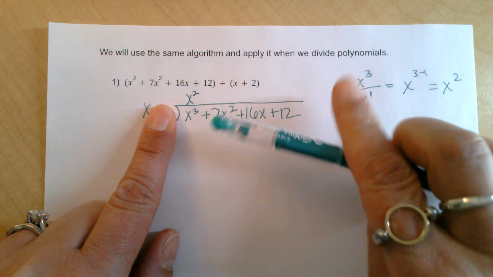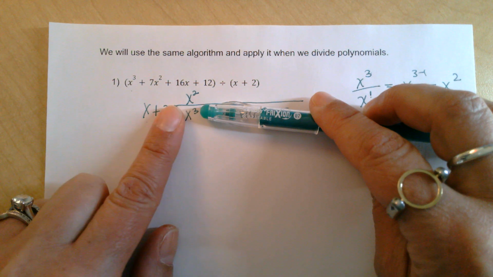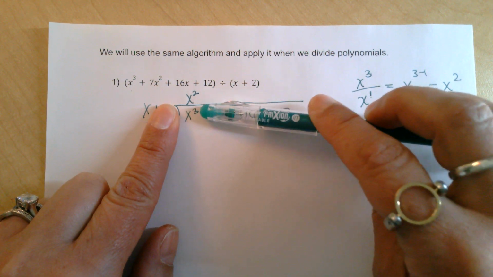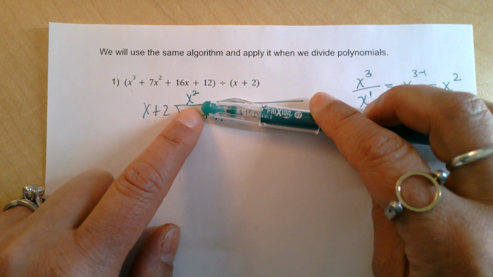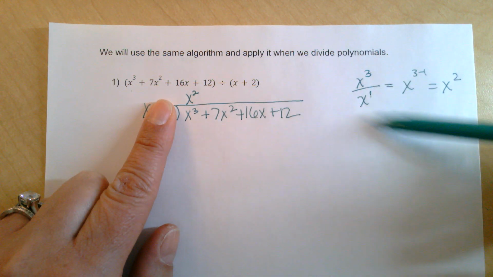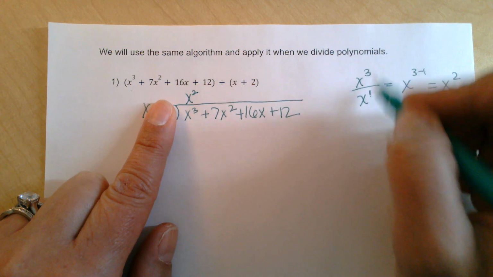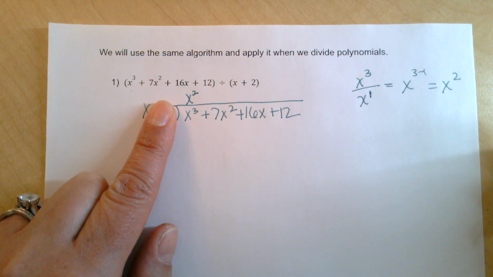So if you didn't know offhand, what do I need to multiply x by to get to x cubed? If you didn't know x squared right off the bat, this is the actual mathematical way to get there. It is through that division. This is a 1. Okay?